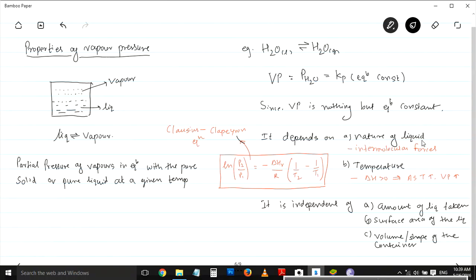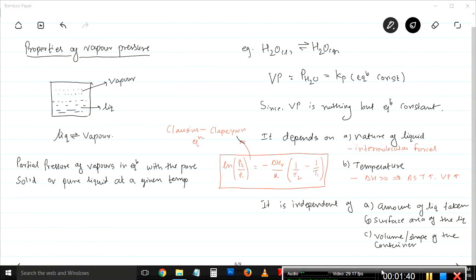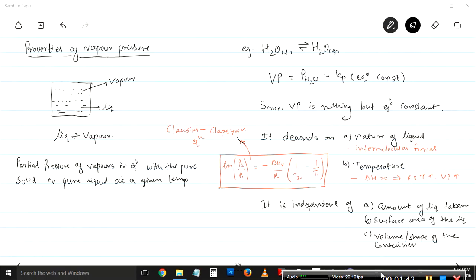When I say nature of liquid, what we mean by that is it depends on the intermolecular forces. So the weaker the intermolecular forces are, the easier it will be for the liquid molecules to go into vapor state and the higher the vapor pressure. At the same time, if the intermolecular forces are stronger, it will be difficult for the molecules to go into vapor state and the vapor pressure will be lower.